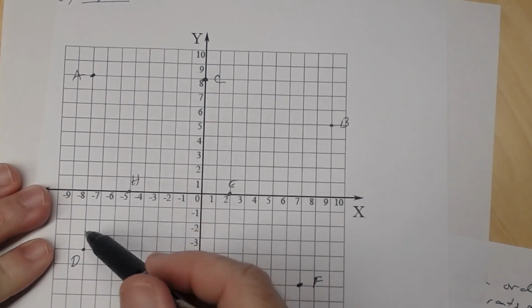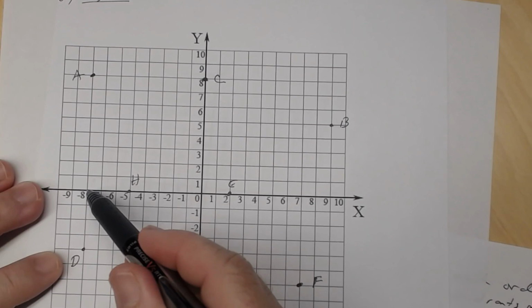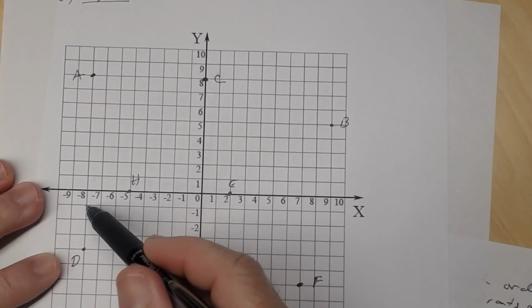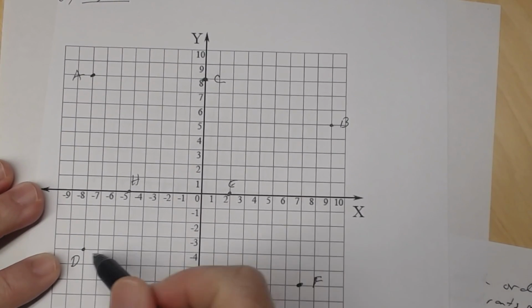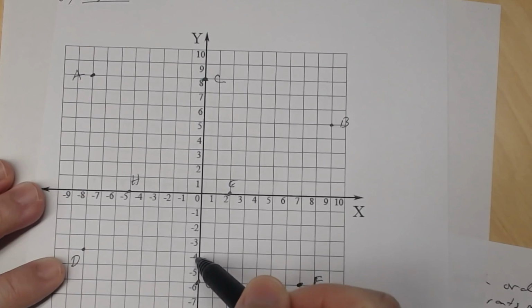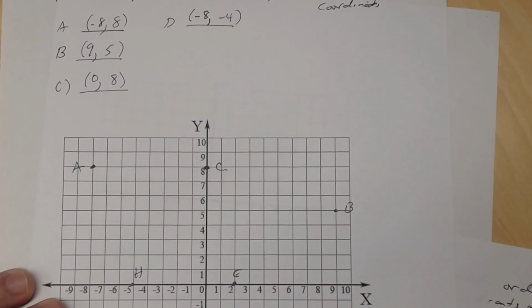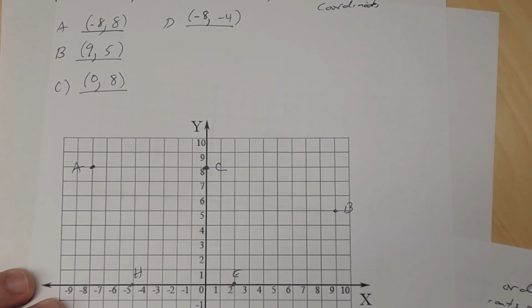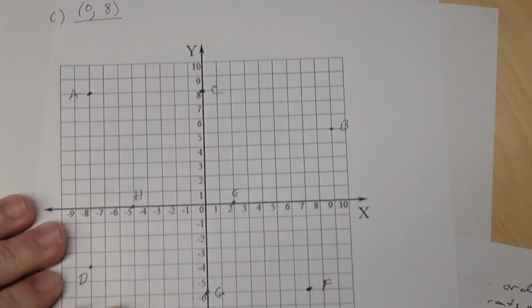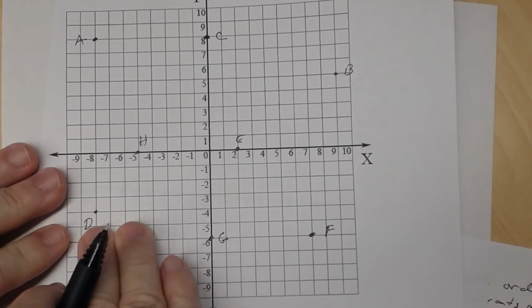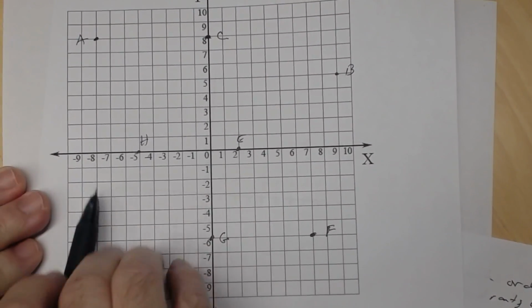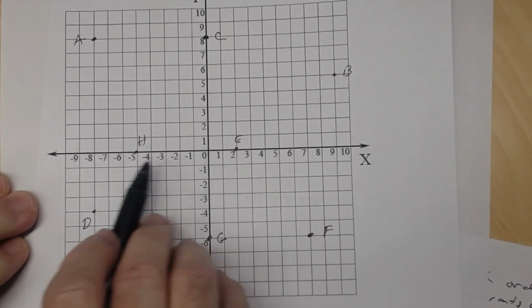Then to get to that point, I'm going to go down 1, 2, 3, 4. I'm going to go down 4 units, so that represents -4. So there's the point (-8, -4). Remember, for any point in quadrant 3, the x-coordinates will be negative and the y-coordinates will be negative. Negative, negative.